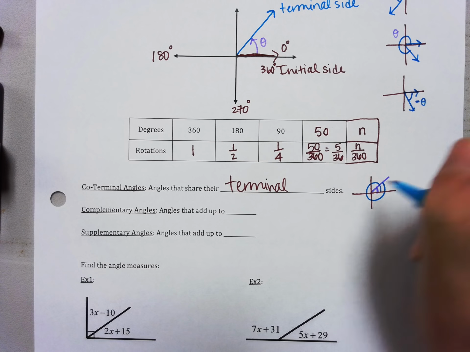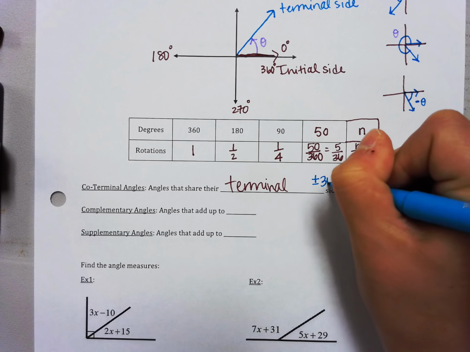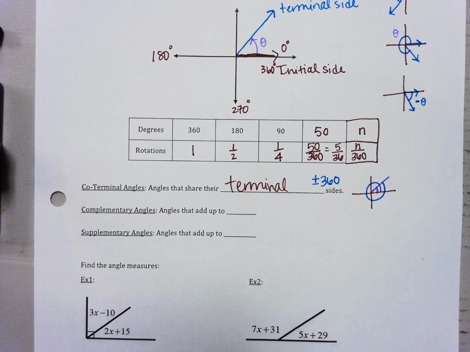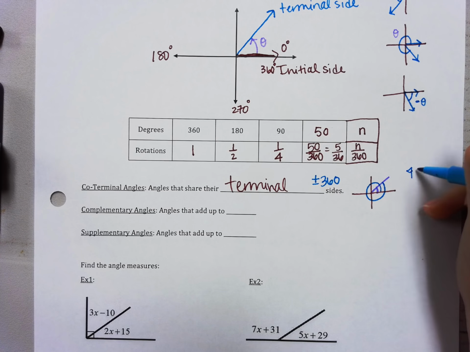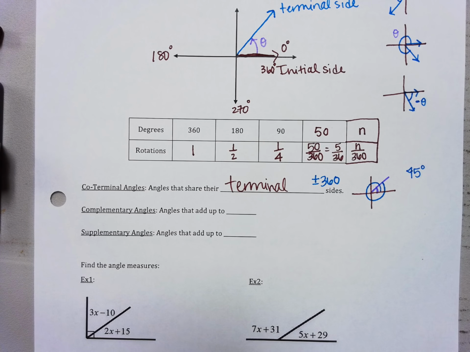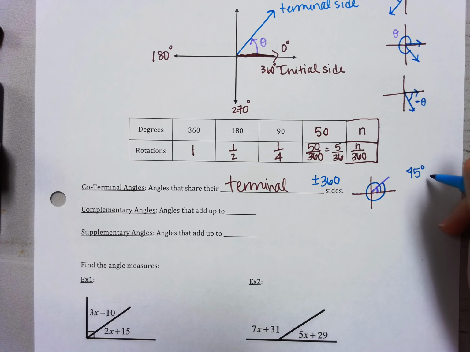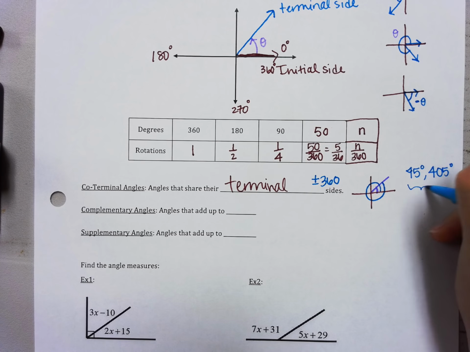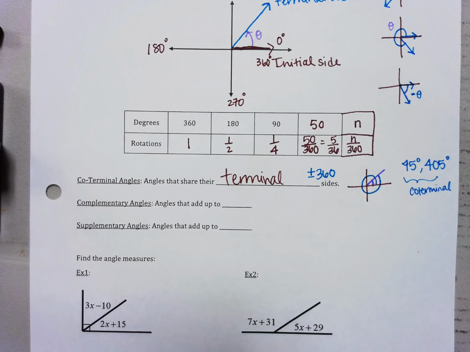So to find those coterminal angles, what we do is we add or subtract 360 degrees. And if we keep doing that, it'll give us all the possible coterminal angles. So for example, let's say this is 45 degrees. So 45 degrees and whatever 360 plus 45 is, which is 405 degrees, would be coterminal angles. They're differing by one rotation, but they end in the same spot.